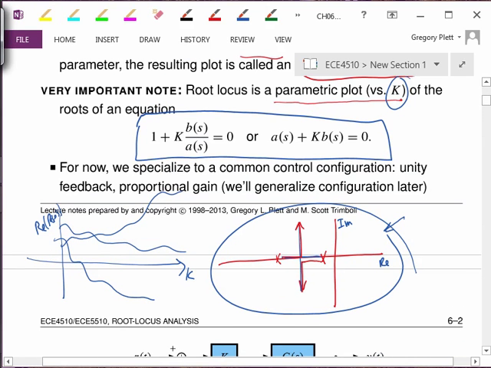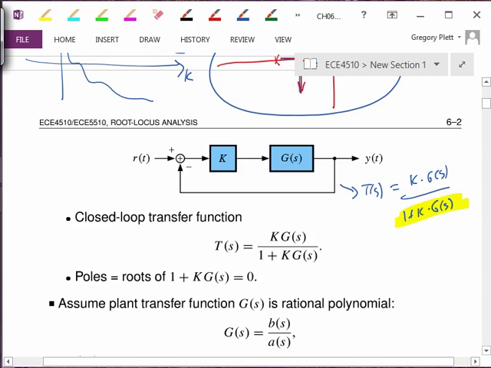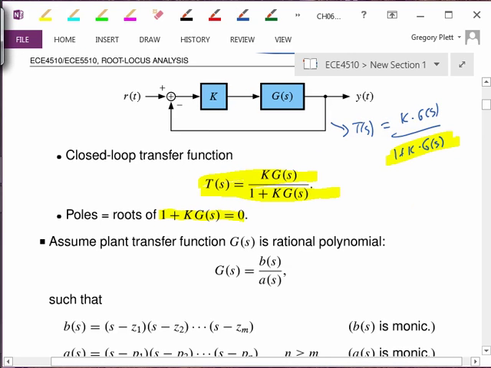And if you compare that to this, that looks a lot like this if I can write G of s as a numerator polynomial divided by a denominator polynomial. Or it looks like this if I just multiply top and bottom of the equation by the denominator polynomial. So if we have a unity feedback configuration, which is very common, then this closed loop transfer function is already written in a way where I'm trying to solve for these roots, 1 plus k times G of s equals 0, and if my plant has the right form, then these root locus rules apply.